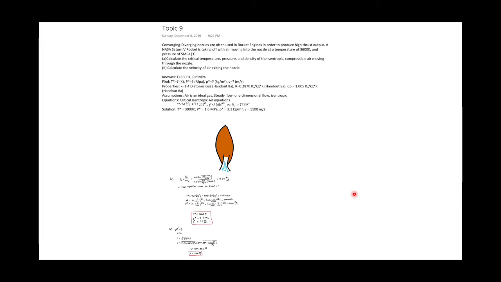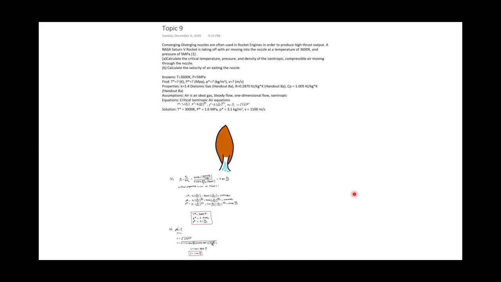Continuing on with topic 9, we are able to discuss converging diverging nozzles. They are often used in rocket engines and to produce high thrust output. A NASA Saturn V rocket is taking off with air moving into the nozzle at a temperature of 3600 Kelvin and a pressure of 5 MPa.